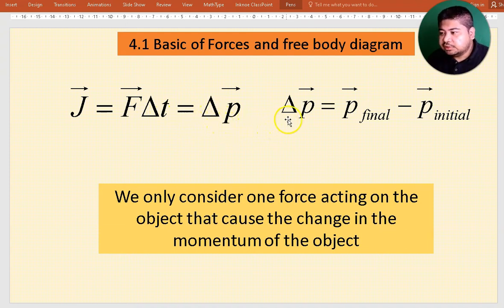So the change of momentum of the object is just the final momentum of the object minus the initial momentum of the object. In chapter 3, we only considered one force acting and changing the momentum of the object. What if we have more than one? So we are going to answer that question later in the video. But before that, I'm going to introduce to you the forces that we are going to study in this chapter.